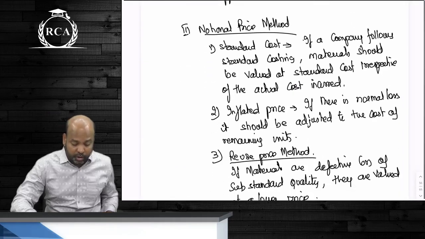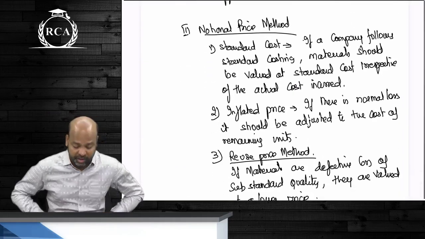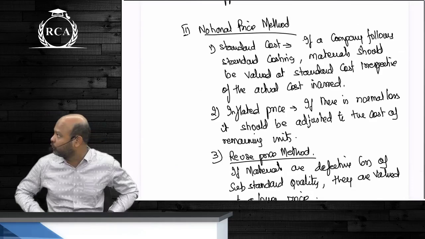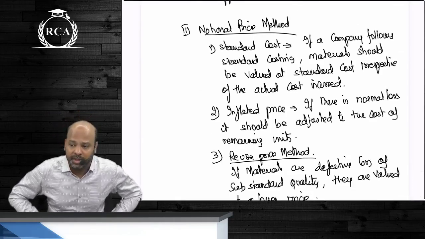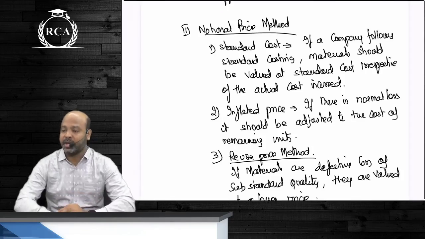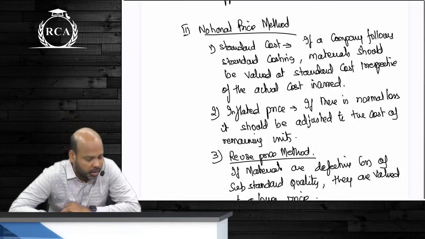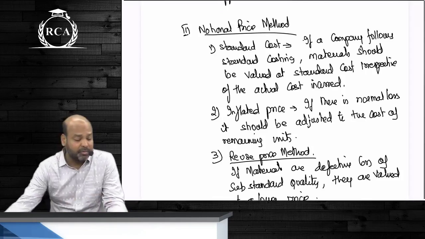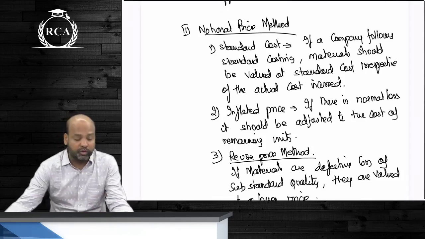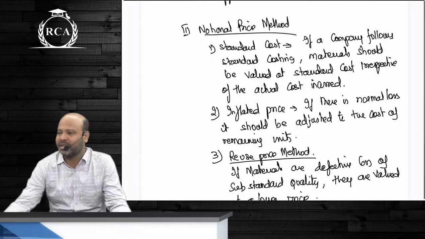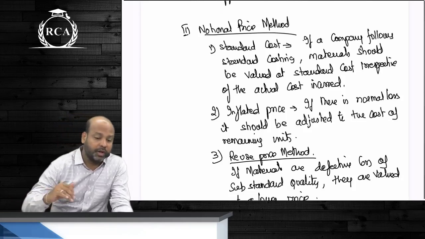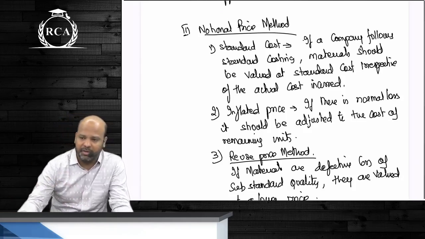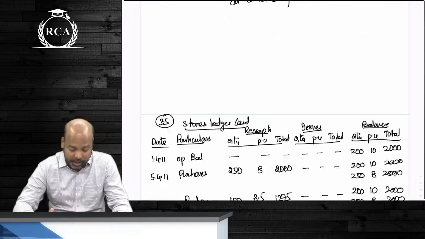After that we spoke about the notional price method. Under this we have standard cost, inflated price and reuse price. In case an organization follows standard costing, the materials will be recorded at standard cost irrespective of the actual cost incurred. Inflated price comes when there is a normal loss, so the cost of this normal loss will be adjusted to the cost of the remaining good units. The reuse price method comes when there is a defective item, so obviously it will not be costed at a regular price; you will consider a lower price.